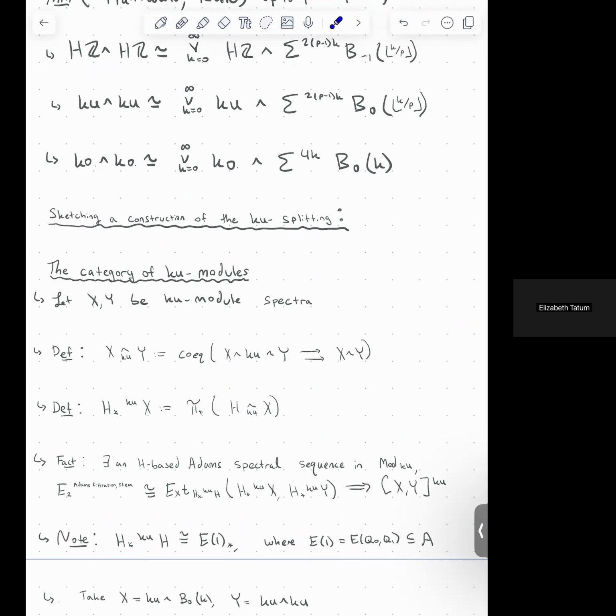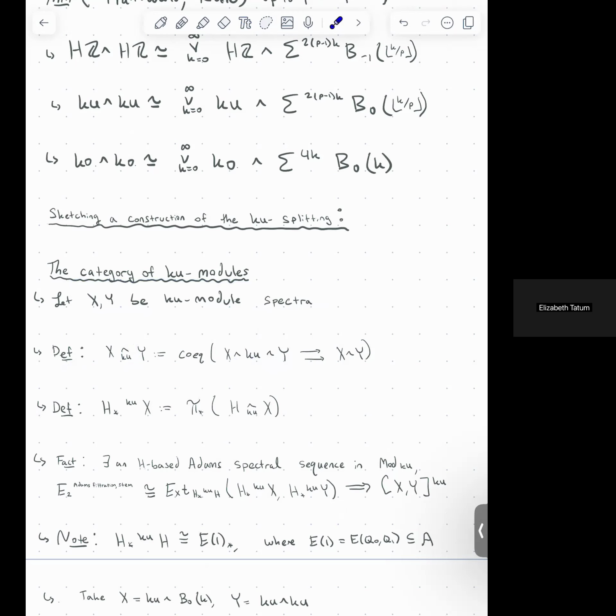Okay, so before sketching the construction of the KU splitting, we're going to need some tools from the category of KU modules. So let's take X and Y to be any old KU module spectra. The first thing we want to look at is the KU relative smash product. This is defined to be the coequalizer of the action of KU on X and the action of KU on Y. So this is just the smash product in this category.